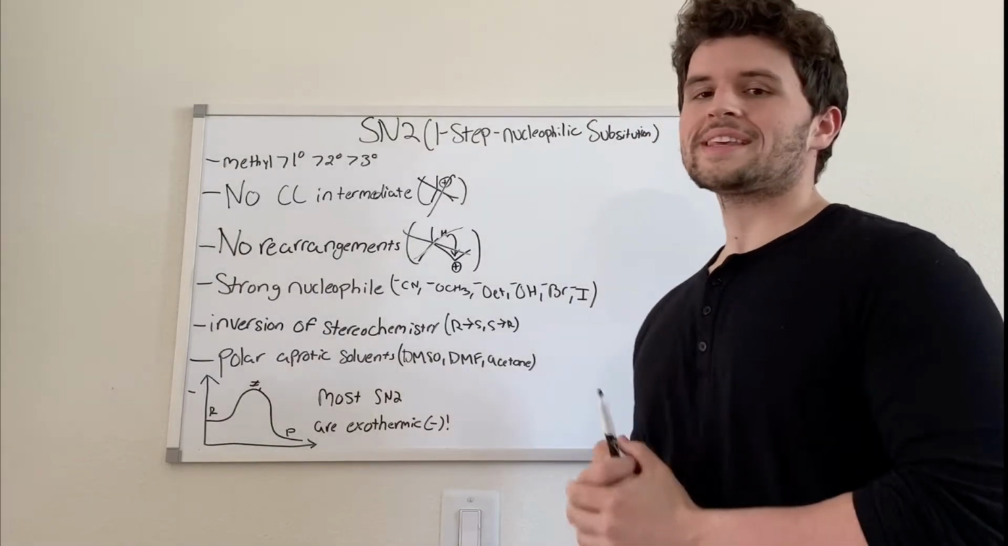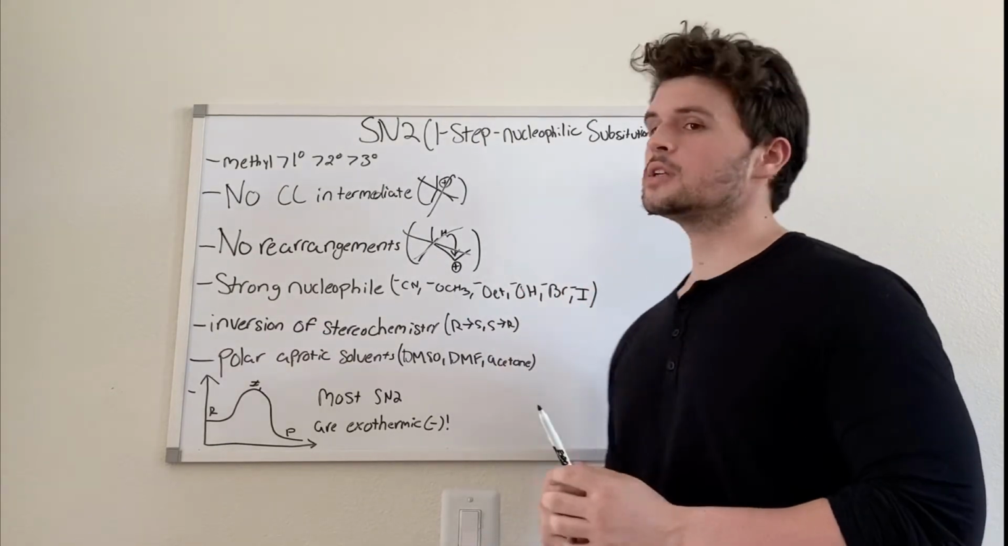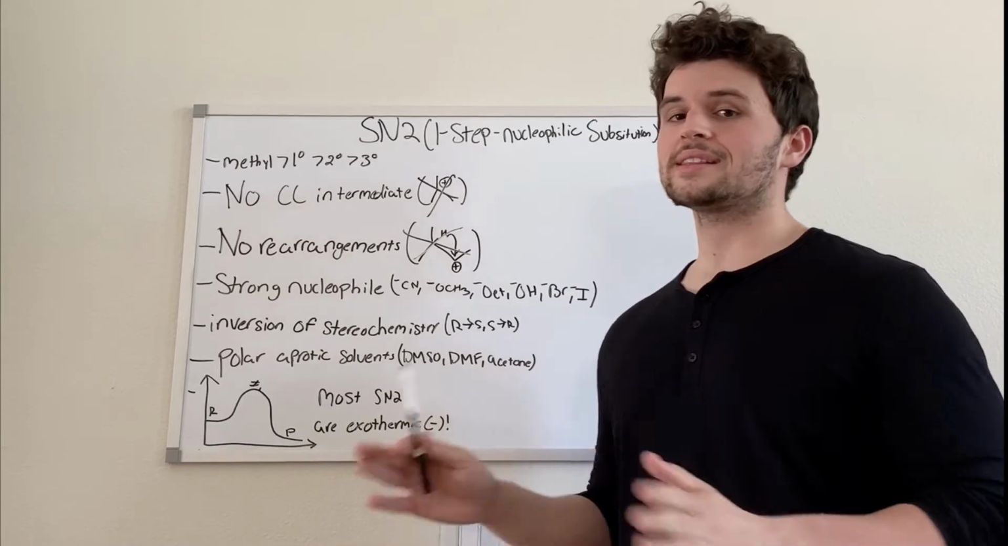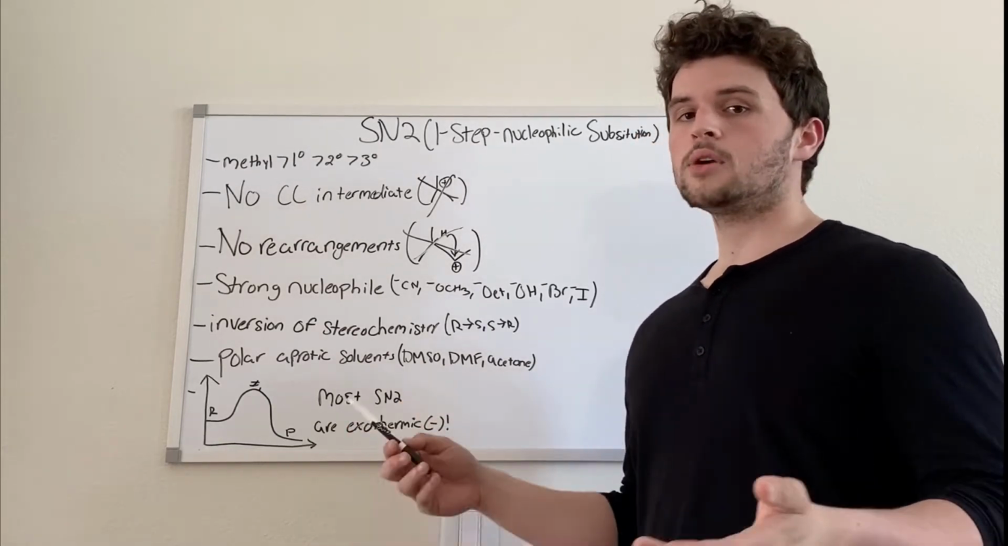Now we're going to go ahead and talk about the SN2 reaction. The SN2 reaction is a one-step nucleophilic substitution, so everything happens in one step. There is no carbocation formation or anything like that. The SN1 was a two-step reaction.